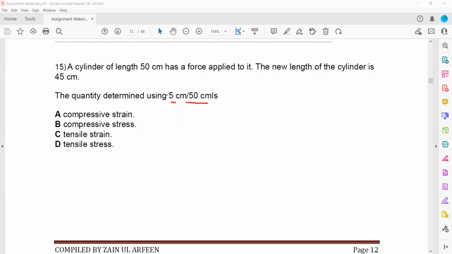It cannot be stress, because stress is force acting on unit area. So any option with stress is wrong. We have compressive or tensile. So which strain is this? Strain is a comparison of change in length over original length. Is it compressive strain or tensile strain? It is compressive strain, because we reduce the size, that's why we say it is a compressive strain. So A will be the right answer.